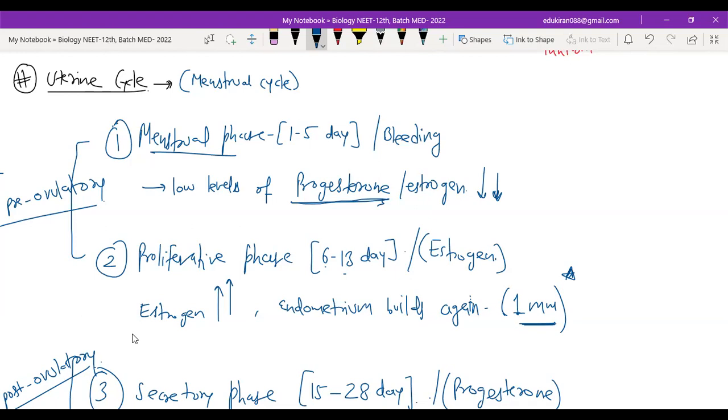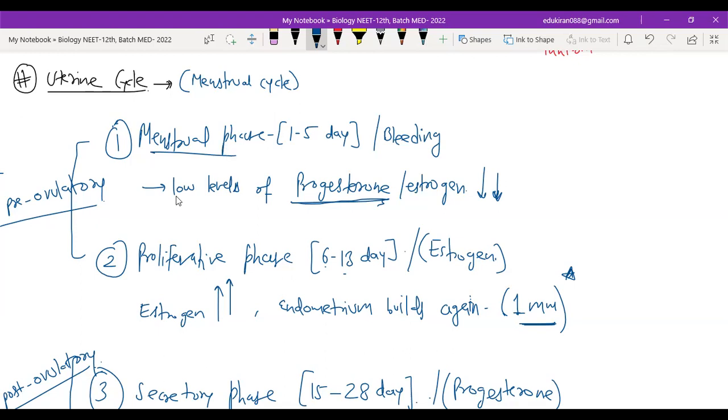Now in the uterus, simultaneously, what's happening? There are three layers in the uterus: perimetrium, myometrium, endometrium. The endometrial layer, which is the innermost layer, is the most dynamic layer. It is not permanent, so it keeps thickening and breaking down.